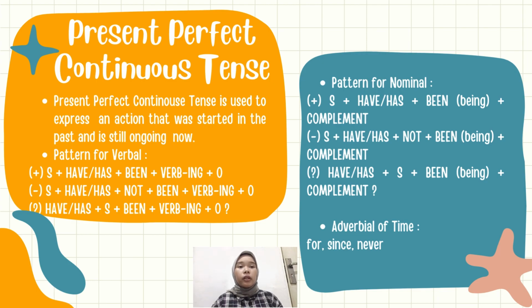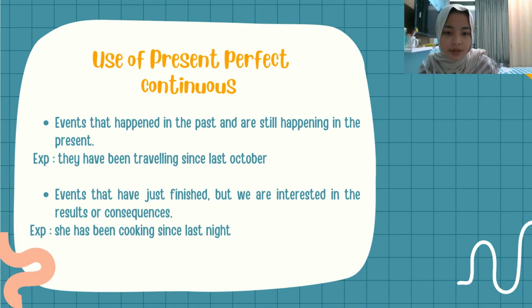And then the adverbial of time that we use is for, since, and never. Use of present perfect continuous. First, events that happened in the past and are still happening in the present. Example, they have been traveling since last October.